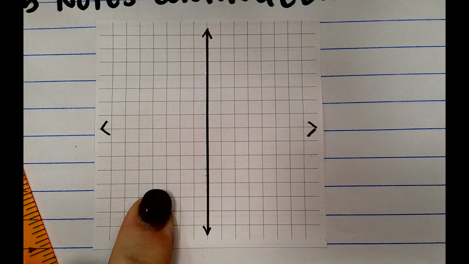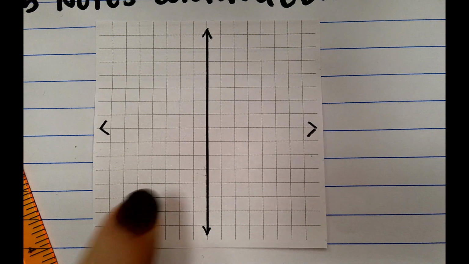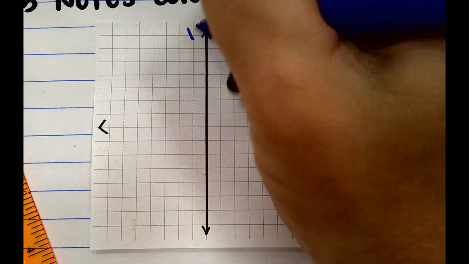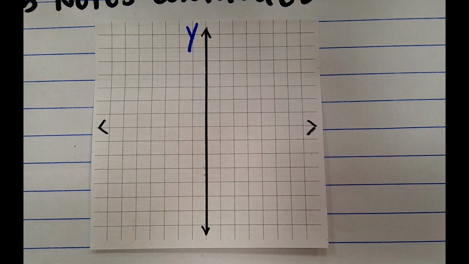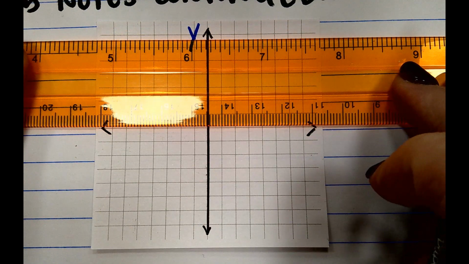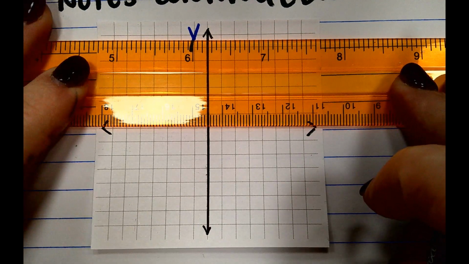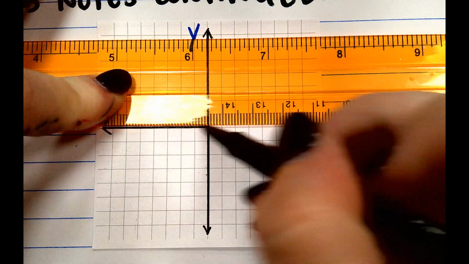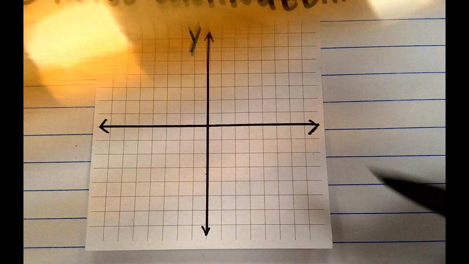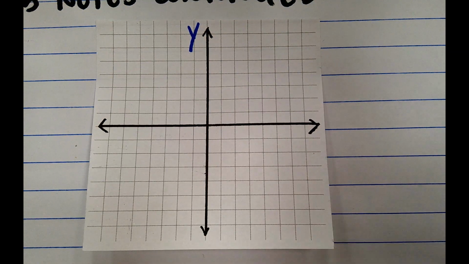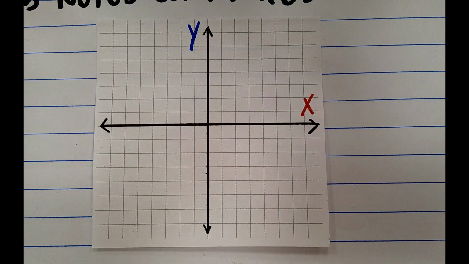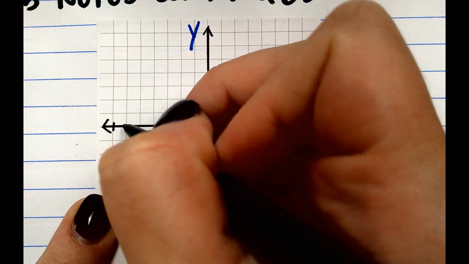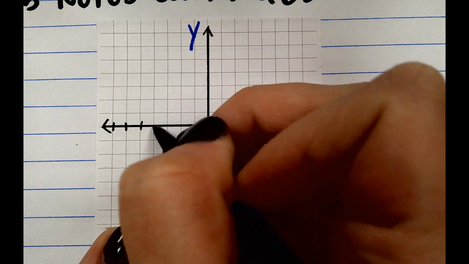Okay. Is this an x-axis or is this a y-axis? It's a y-axis. Y goes up and down. So I'm going to label it. Now, we're going to draw the x-axis as well. And I'm going to label that. Okay. And I'm going to give myself some little tick marks all the way across.